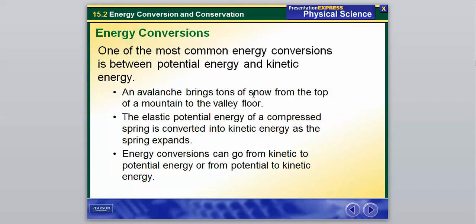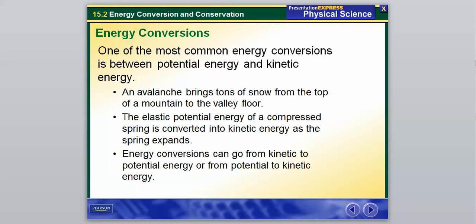Again, like I said, one of the most common is between potential energy and kinetic energy. An avalanche brings tons of snow from the top of a mountain to a valley floor. It's all stored as potential at the top, and then as soon as it starts moving, it's converted into kinetic. And then the elastic potential energy of a compressed spring is converted into kinetic energy as the spring expands. I think the example from earlier on was like the shock absorber on a bike. That gets compressed, it has a bunch of potential energy, then as soon as released, that's all converted into kinetic energy. And then energy conversions can go from kinetic to potential or from potential to kinetic. They can kind of work both ways here.